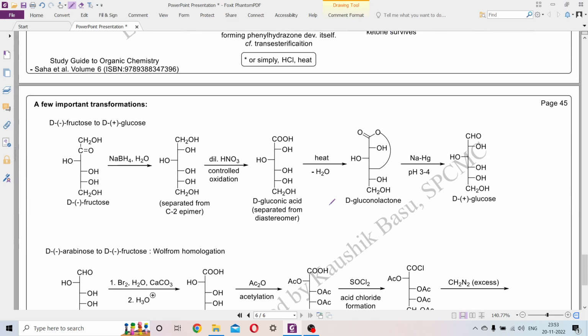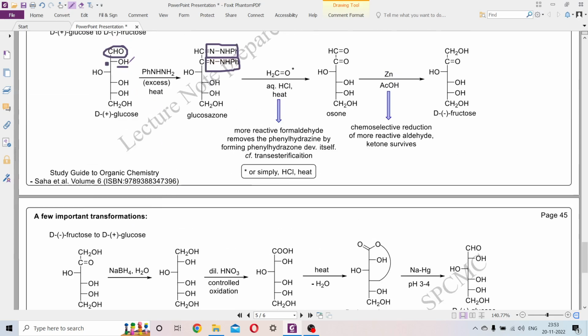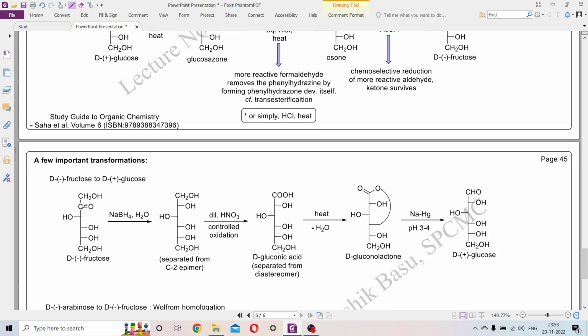Next up is the reverse transformation, that if I want to do the transformation of fructose to glucose, in that case we have to reduce it, and we have to oxidize that. So this is done by first of all reducing the C double bonded O. So in this case we went for the oxidation of the C2 first and then reduction of the C1, and in this case it is the reverse. We go for the reduction of the C2 with sodium borohydride.